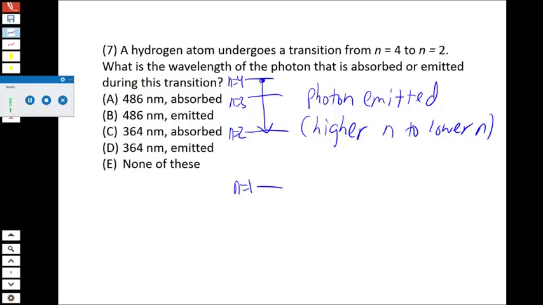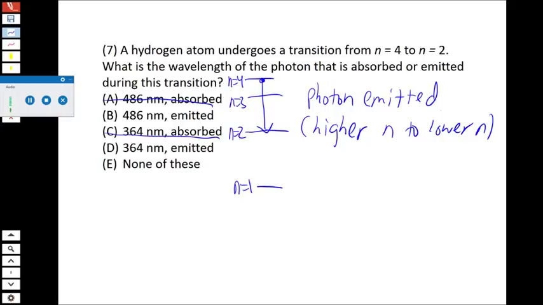Those are the 2 different processes that can result in an electron changing its energy levels. It'll stay at the same energy level until one of those 2 things happens: it either absorbs a photon and goes to a higher energy level, or as it comes down to a lower energy state, it emits a photon. So we know that a photon is going to be emitted, and we can automatically eliminate choices A and C, because no matter what the wavelength is, it's not going to be absorbing in this case, since we're going from higher n to lower n.